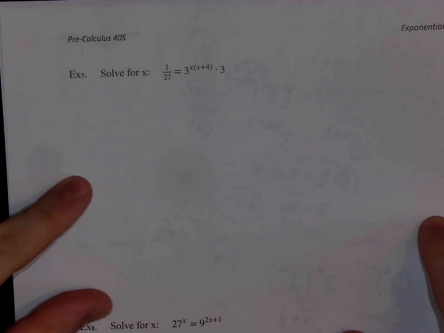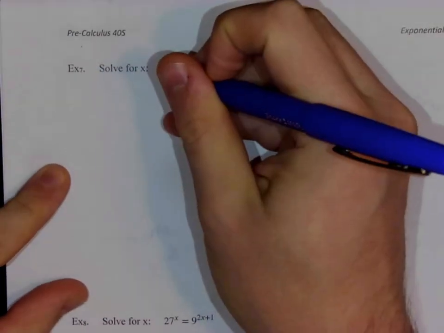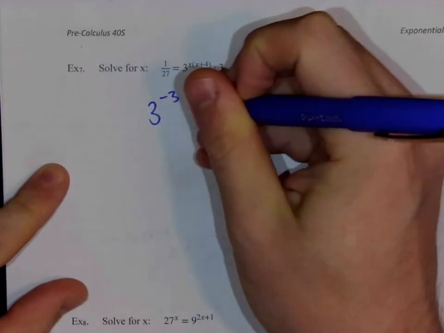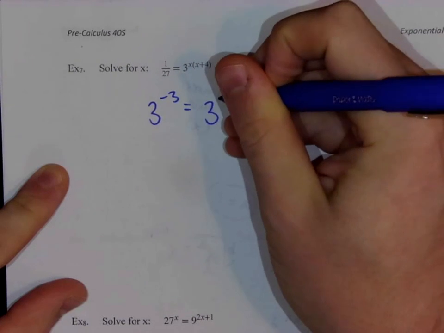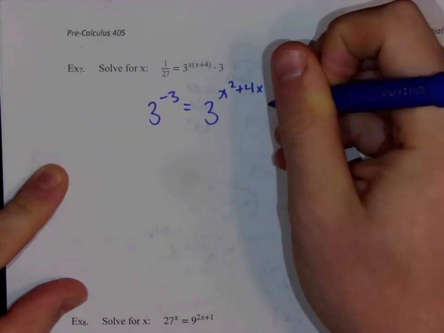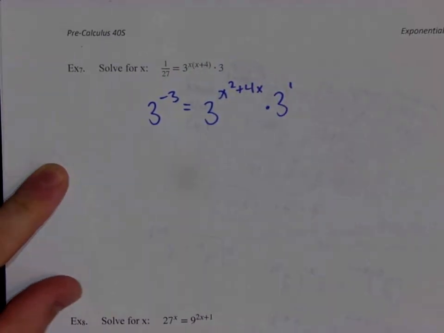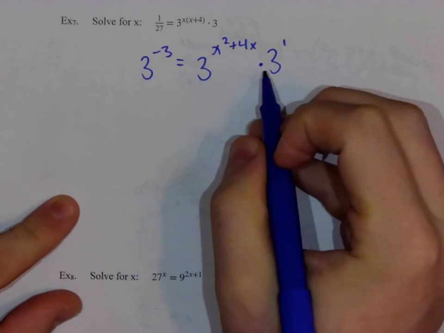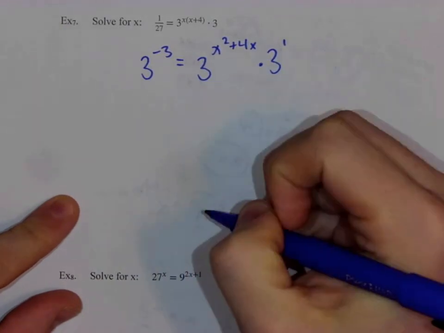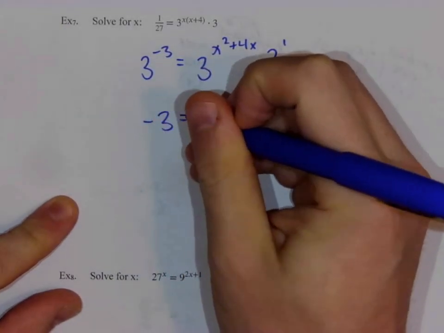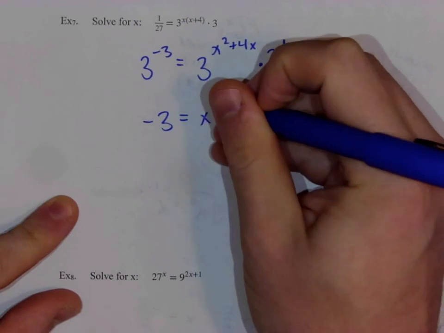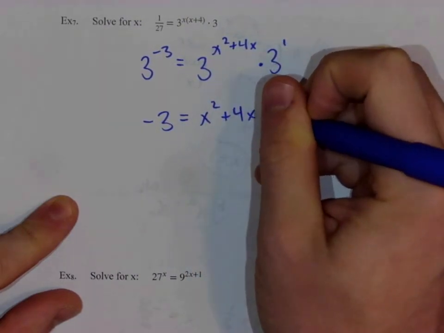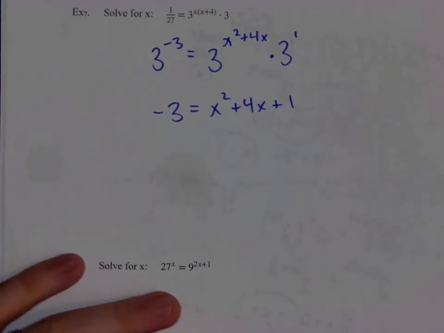All right, one last example for you for this video is I'm going to do example 7 as well. Okay, another negative exponent where we go 3 to the negative 3. On the right side here, I'm going to get 3 to the x squared plus 4x times 3 to the 1. I know these are all going to be the same. I just have to add these exponents together. So let's cancel everything right now. Get the negative 3 here. x squared plus 4x plus the 1 on the right-hand side.